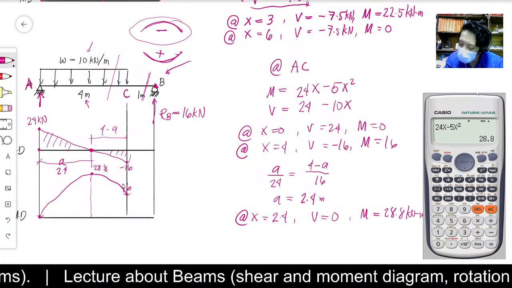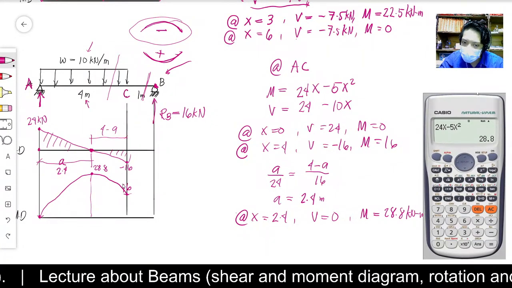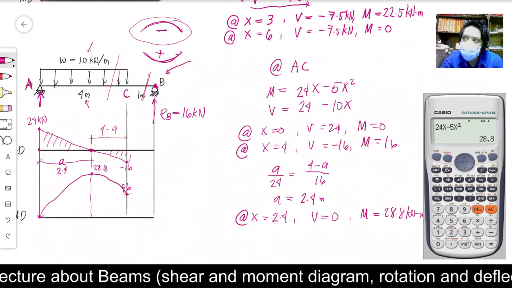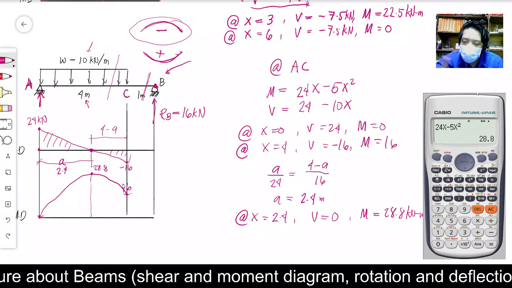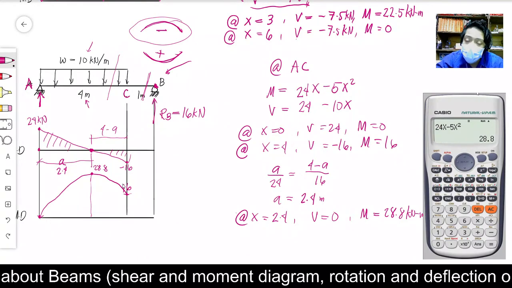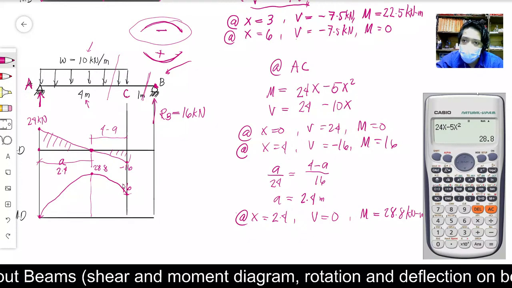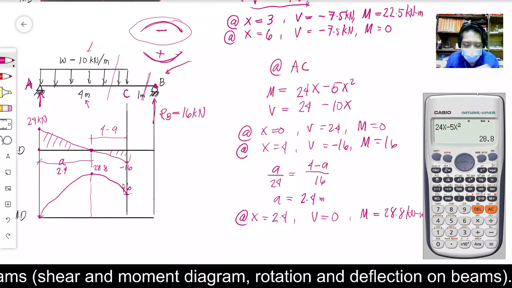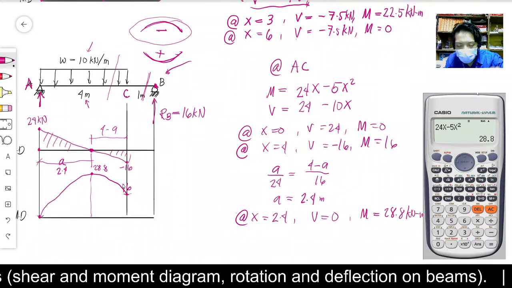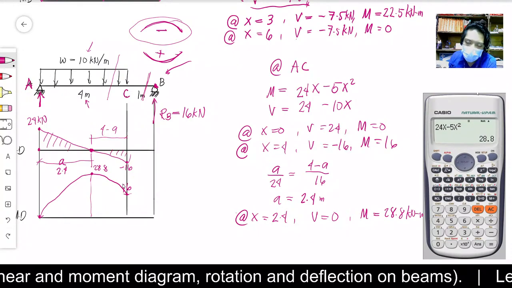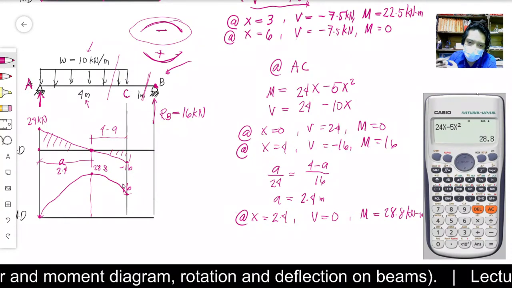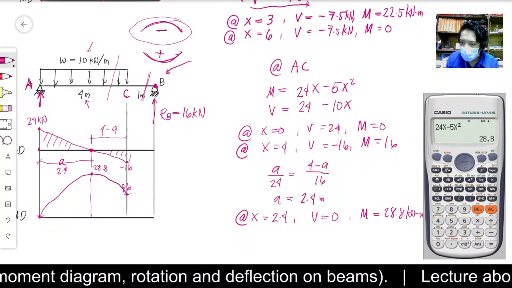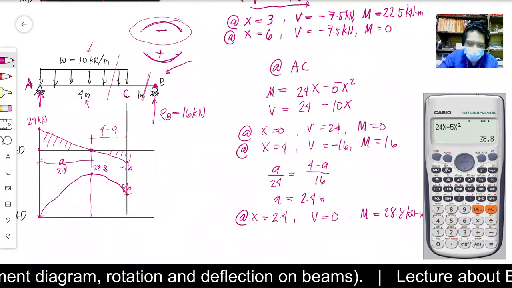Sometimes the problem would say find the maximum moment, and we do not know where the maximum moment occurs. So the first thing you have to do is to find the point where the shear is zero. Some problems ask for the magnitude of the maximum moment, so your first task is actually to find the point that has a zero shear so that you can find the magnitude of the moment. Okay, so that's it.